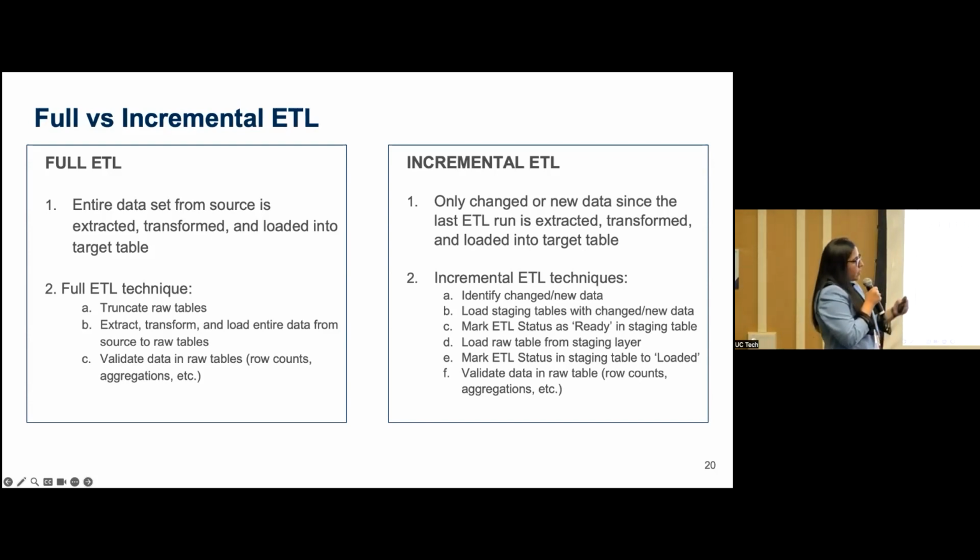So once you have identified the change data, the process is you load the staging tables. And one of the metadata fields that we have is ETL status. So we mark it ready when it's in the staging table. Then when we load from staging to raw, we mark the ETL status as loaded, and then we do the validations.